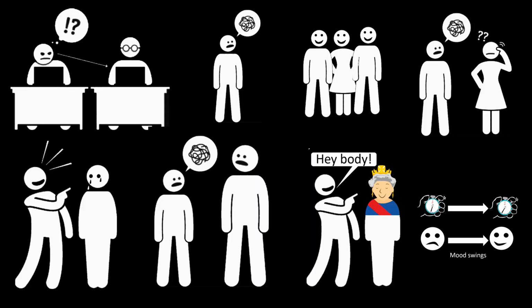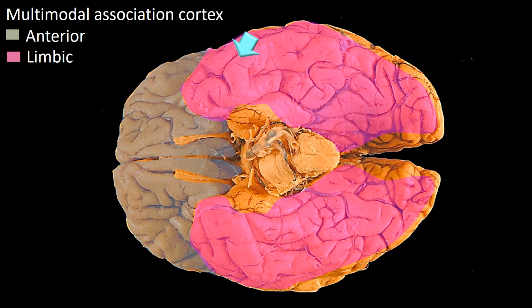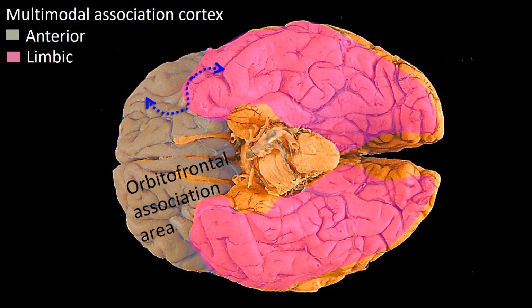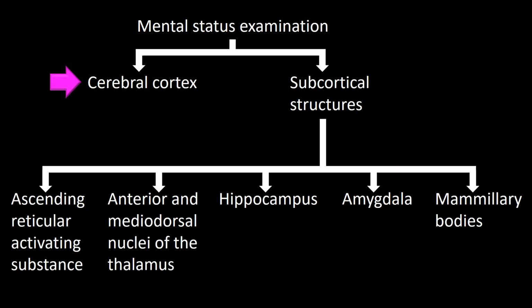The second cerebral cortical area often involved in patients displaying these types of behavior is the limbic multimodal association cortex in the anterior temporal lobe, which, as we previously mentioned, is interconnected with the orbitofrontal association area. The anterior temporal lobe is also interconnected with the amygdala. In addition to cerebral cortical pathology, the behavior just mentioned can occur in patients with subcortical pathology, when the subcortical structure involved is the amygdala.